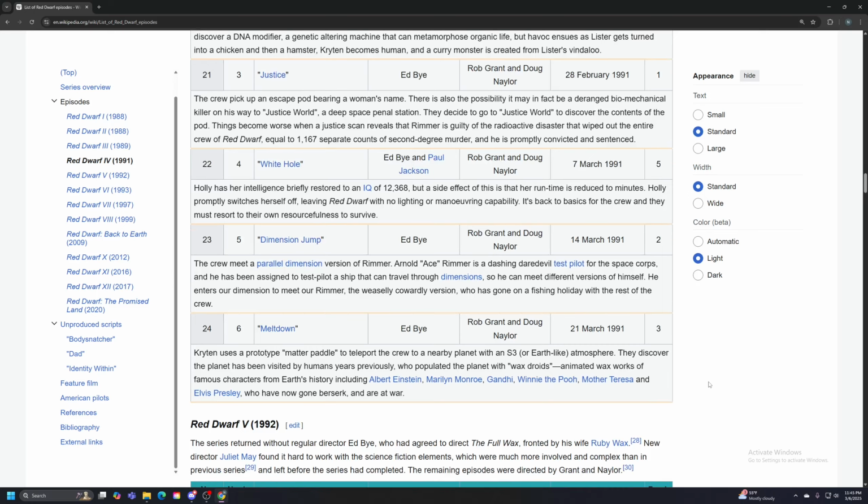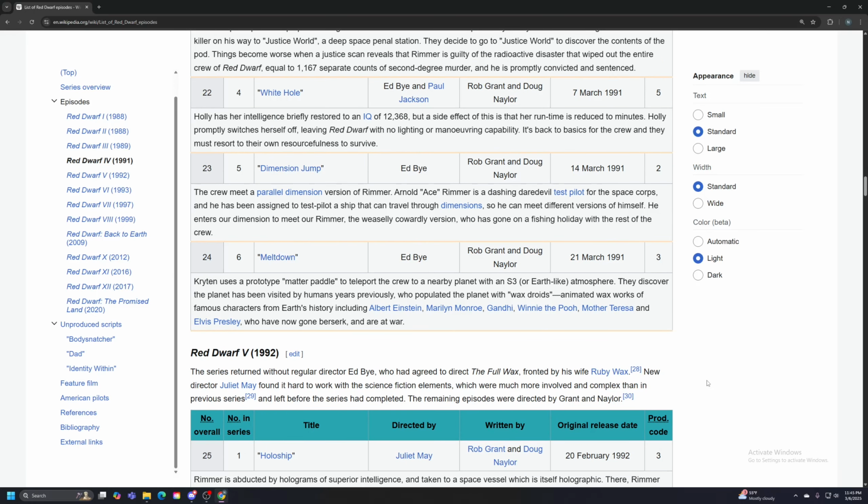Episode 4, White Hole. Holly has her intelligence briefly restored to an IQ of 12,368, but a side effect of this is that her runtime is reduced to minutes. Holly promptly switches herself off, leaving Red Dwarf with no lighting or maneuvering capability. It's back to basics for the crew, and they must resort to their own resourcefulness to survive.